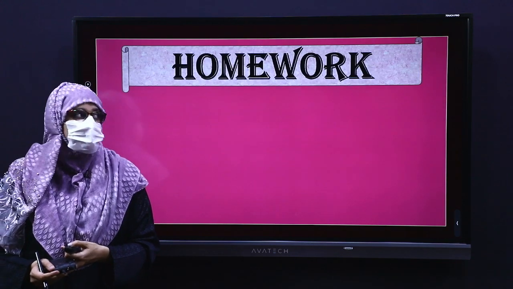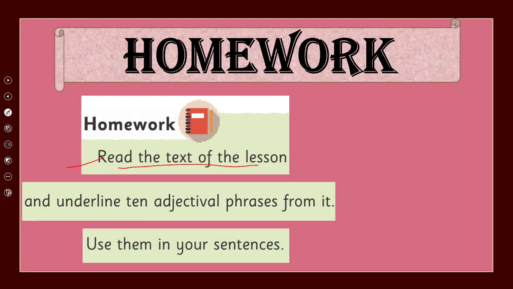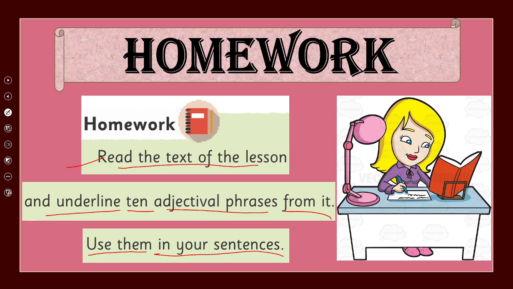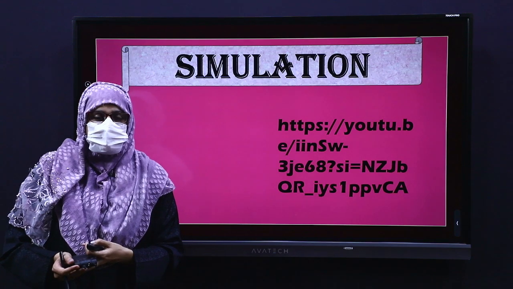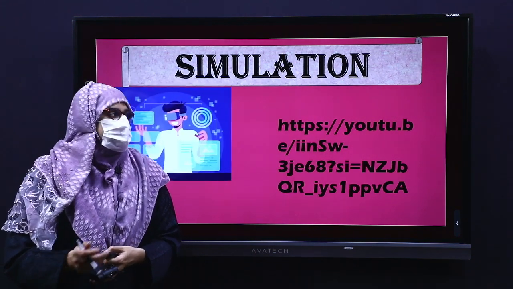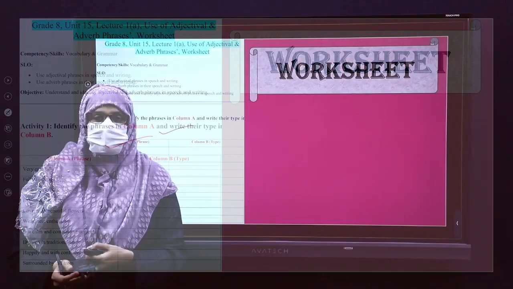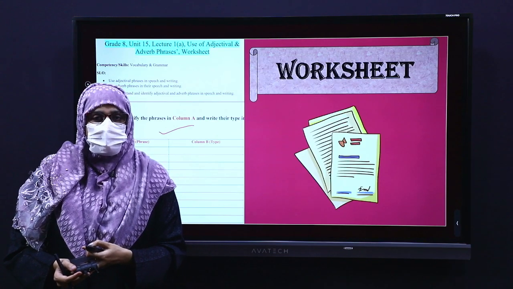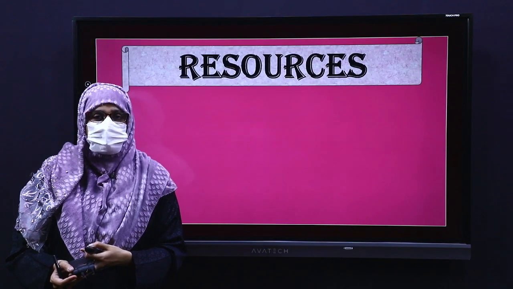Here is your homework. Read the text of the lesson and underline 10 adjectival phrases from it and then use them in your sentences. We have also provided a simulation for you. The worksheet is also being attached here, and apart from all these, we have provided all the resources such as the skill sheet, the lesson plan and the question bank of this lecture.